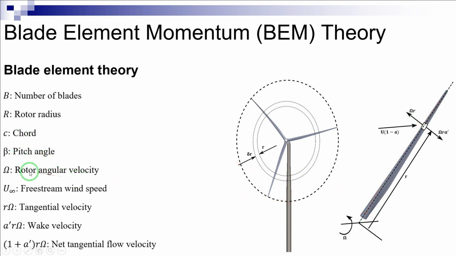The rotor angular velocity and free stream wind speed are considered omega and U infinity. The tangential velocity of the blade element shown in this figure is r, the lowercase r, times omega. Additionally, the wake rotational velocity is estimated as A' r omega, which results in a net tangential velocity at the blade element of (1 plus A') times r times omega.